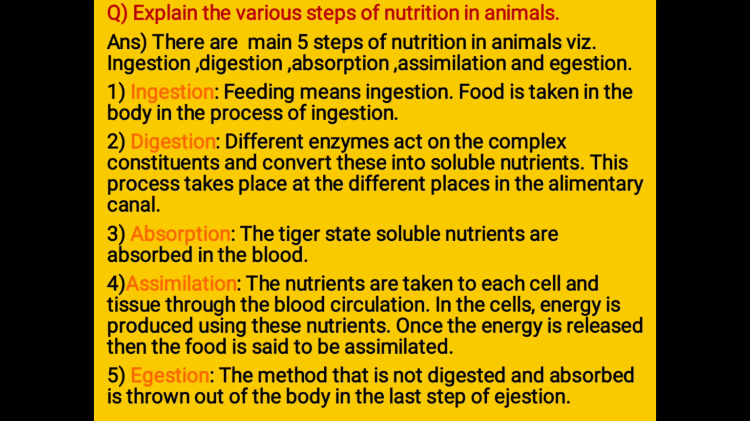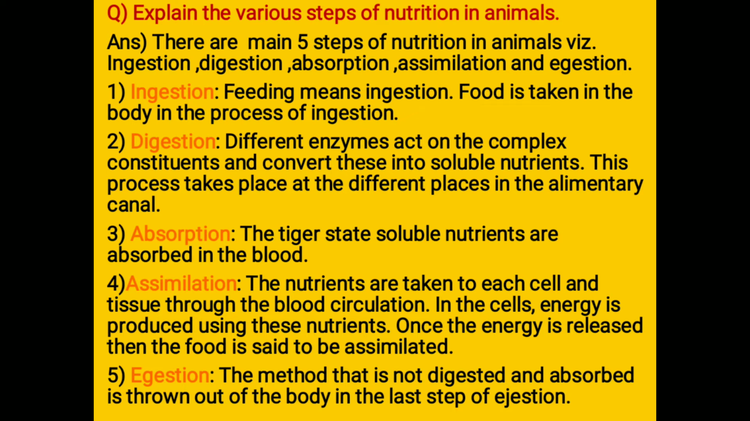Explain the various steps of nutrition in animals. Answer. There are 5 steps of nutrition in animals, namely ingestion, digestion, absorption, assimilation, and egestion. Number 1, ingestion. Feeding means ingestion. Food is taken into the body in the process of ingestion.